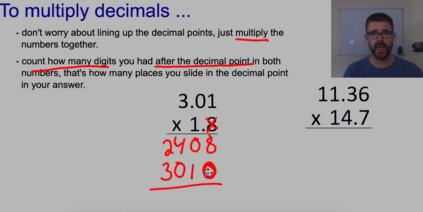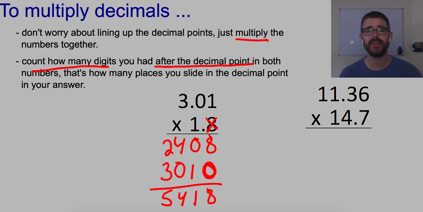And now I add. 8 plus 0 is 8. 0 plus 1 is 1. 4 plus 0 is 4. 2 plus 3 is 5. And then remember, our last step is to go back into the problem and count how many numbers did we have behind my decimal point. 1, 2, 3 decimal places in the problem. So I'm going to come over 1, 2, 3 decimal places with my answer. 5.418.